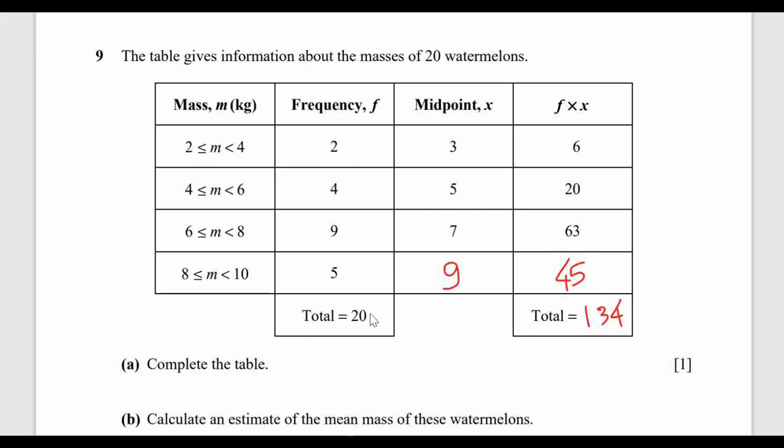Mean mass. 10 seconds from now for 9b. 10, 9, 8, 6, 5, 4, 3, 2, 1.